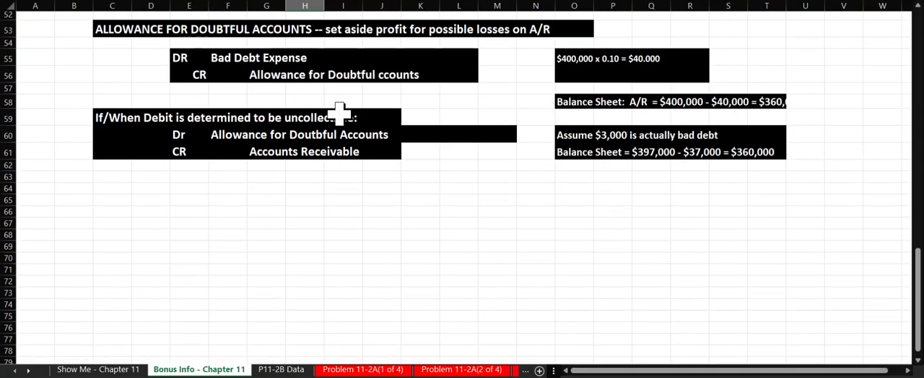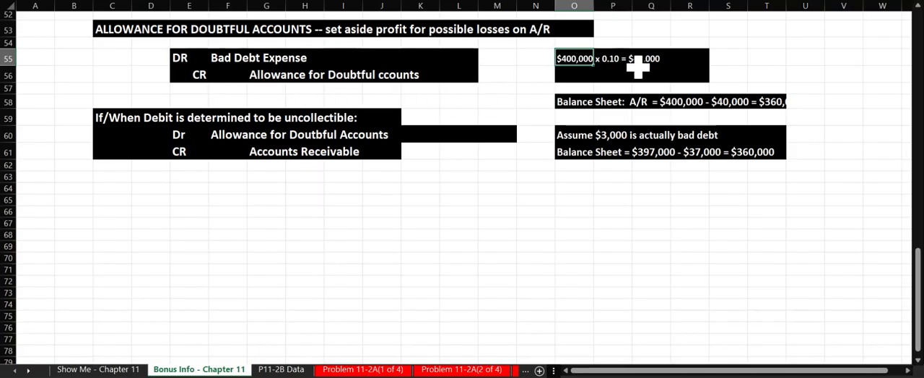Another type of adjusting entry is where we are being conservative and we are allowing for not collecting on our receivables. So let's say we had $400,000 worth of receivables on our balance sheet. If we know from experience that that amount will most likely not be collected, then what we have to do based on accounting principles is set aside a portion of our profit now in anticipation of that loss in the future. So how do we do that?